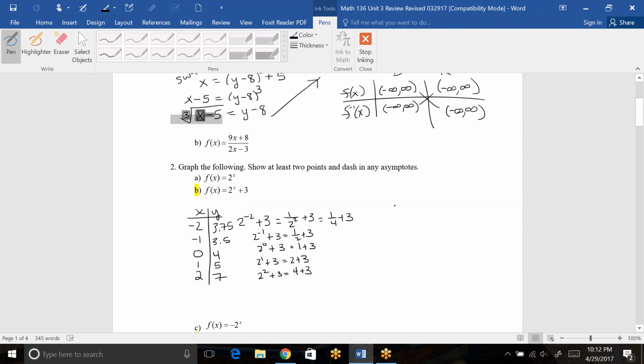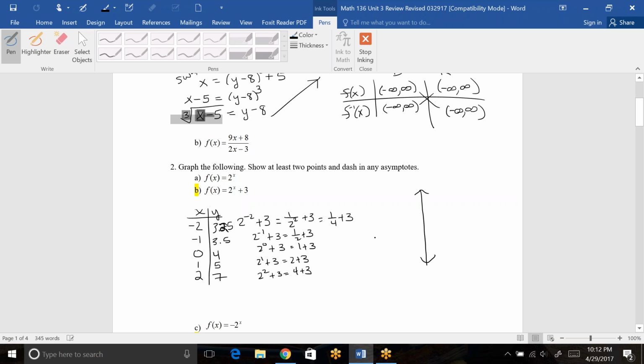So that's my set of ordered pairs. And notice it kind of looks like our asymptote is going to be at 3 because we never get low enough. And sorry, I wrote that wrong. That's not 3.75, it's 3.25. I just caught myself. So this looks like it's getting closer to 3, but never actually getting there.